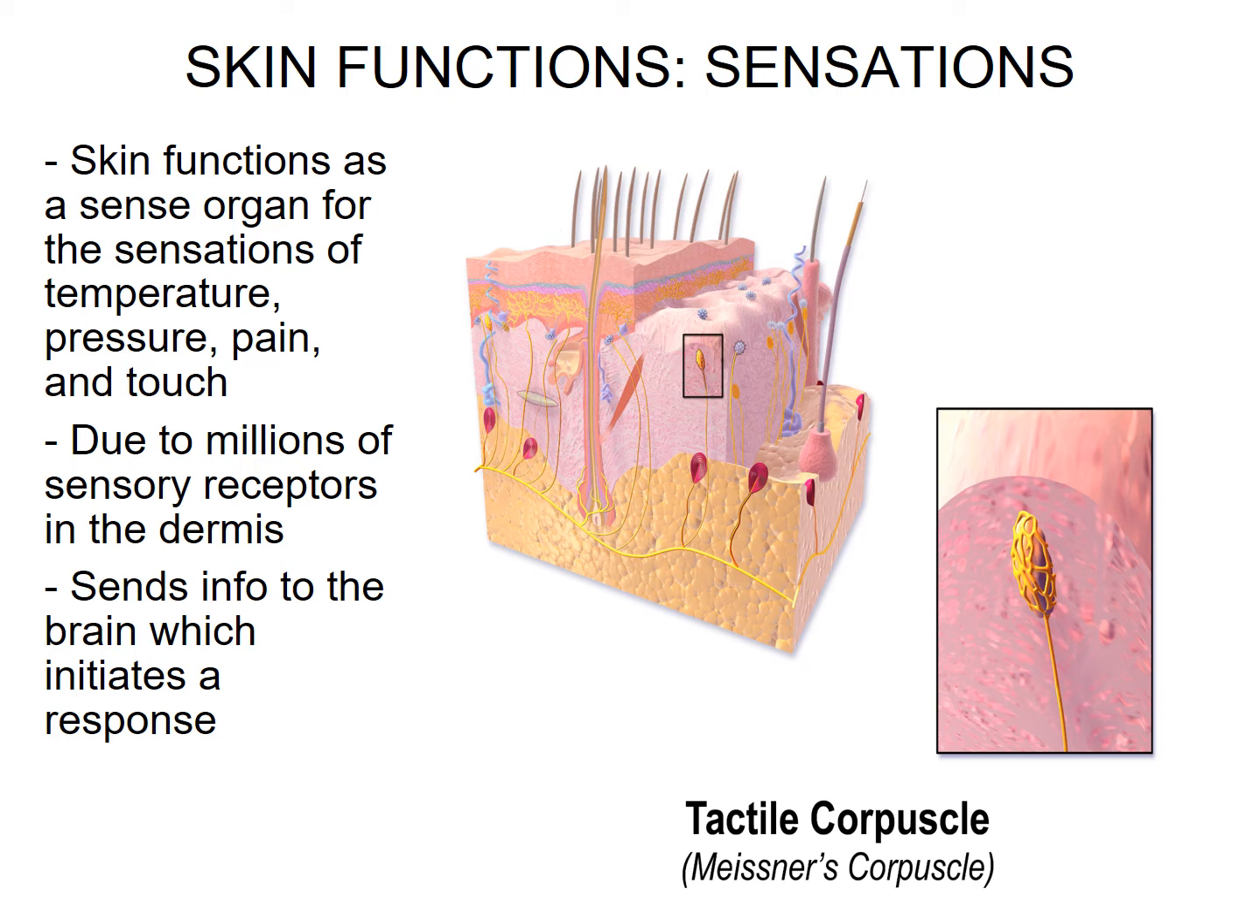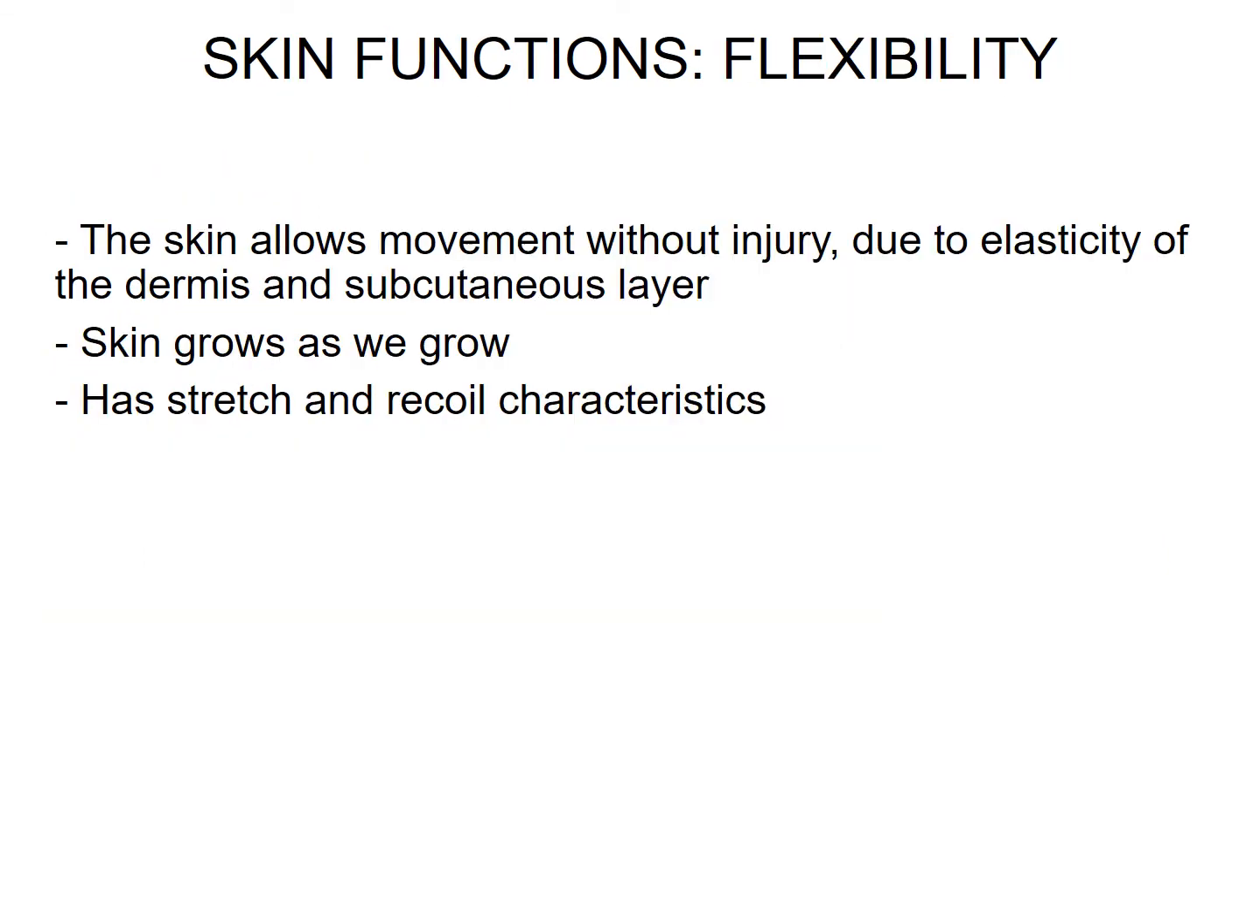We've talked about sensations. I encourage you to review that slide where we talked about the different nerve fibers that detect different things. We talked about the free nerve endings detecting hot, cold, and pain, the Pacinian corpuscles detecting the deep touch of the pressure, and then the Meissner's corpuscles detecting light touch. The skin also has flexibility. We talked about those desmosomes in the stratum spinosum that allow basically that rubber band-like function for our skin to stretch a little bit.